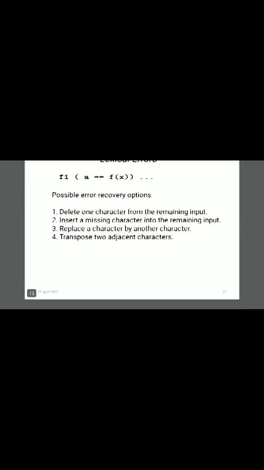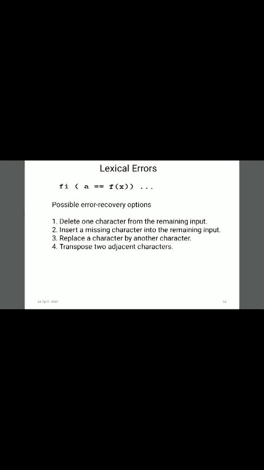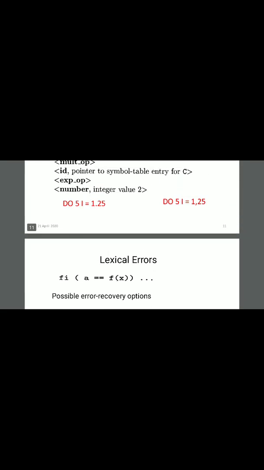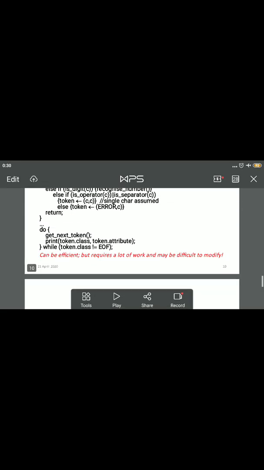Like that, there is another error recovery strategy. You can transpose two adjacent characters. By transposing the two adjacent characters, you can swap their places, and in the case of fi, it can be changed to if. In such a case, your lexical analyzer itself can do those things and then continue.